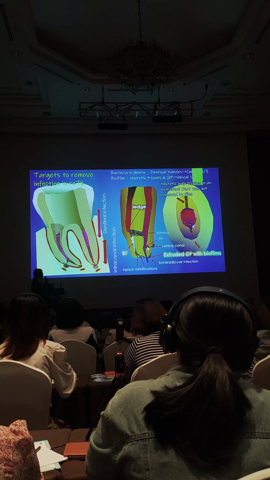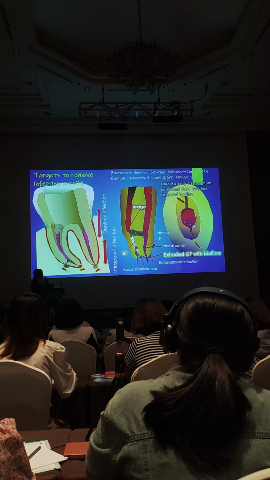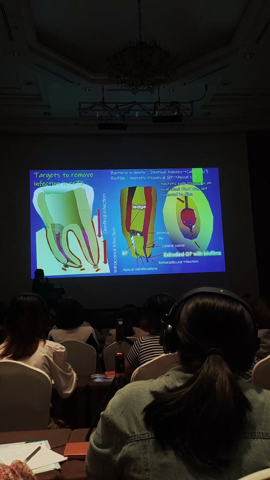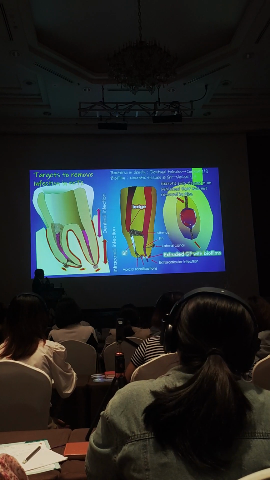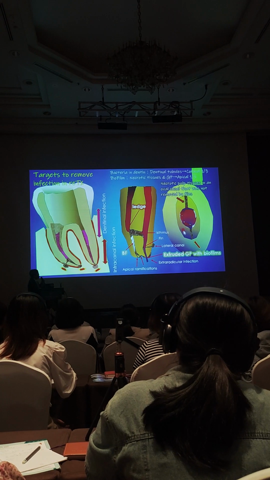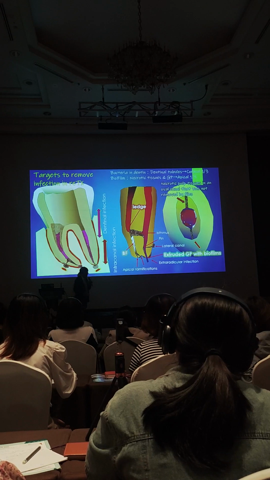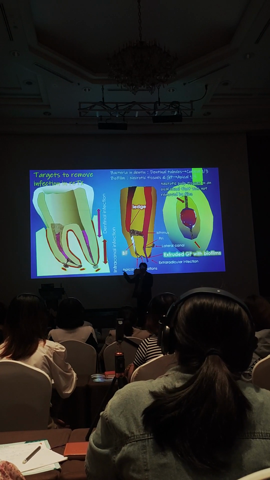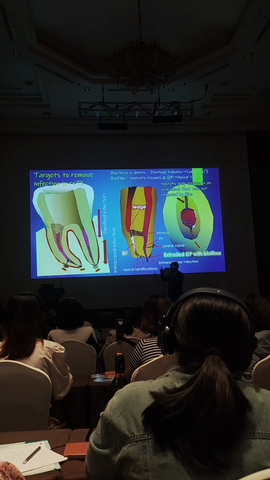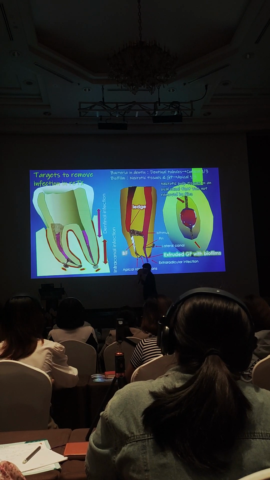So you do have bacteria in the apical ramifications or aneurysms, or even extraradicular infections. And 70% of the canals can be oval in the apical 1/3. So you will not completely remove the biofilms or whatever you have in the apical 1/3, because the rotary instrument rotates completely round. So you have to remember this.